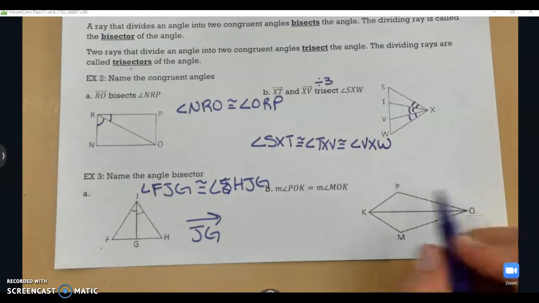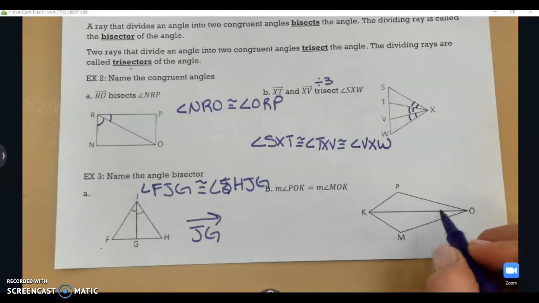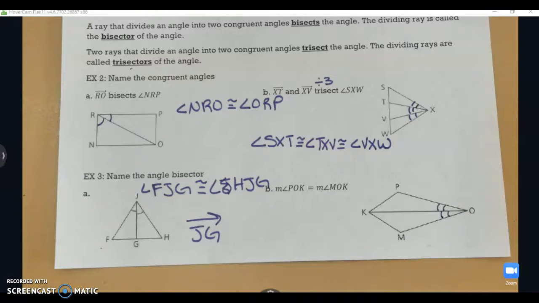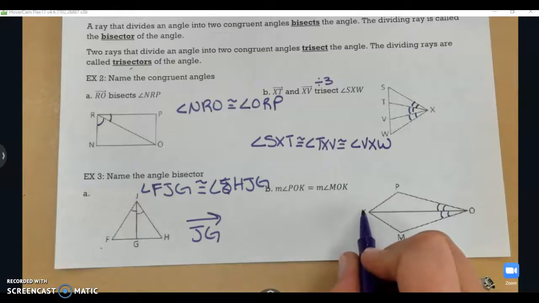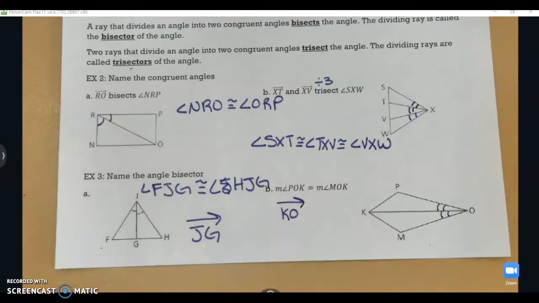Okay, let's look at B. The measure of angle POK is equal to the measure of angle MOK. That means that those 2 angles are congruent. So if those angles are congruent, that means that angle POM was bisected by ray KO, or OK, right? So that would be how we identify our bisectors and trisectors.